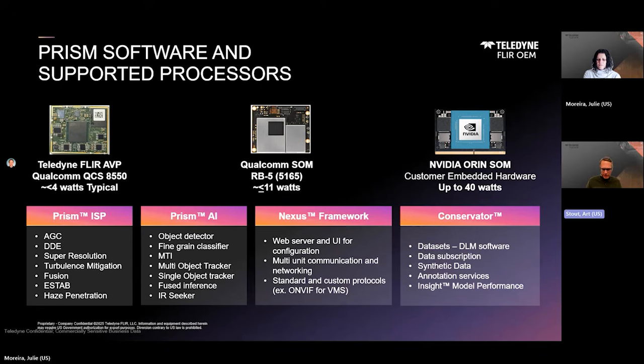MTI is our motion target indication. This enables us to launch the tracking of targets before there are enough pixels on target. We have a multi-object tracker, which is a CNN or neural network-based multi-object tracker. Our single object tracker is a correlation tracker, which runs on a single CPU core. And then we'll talk about our fusion and our IR seeker application. And the other components are just tools that we use to help developers.